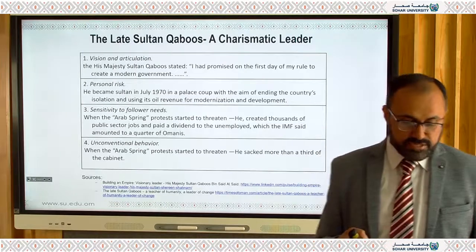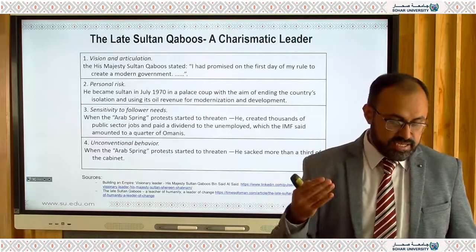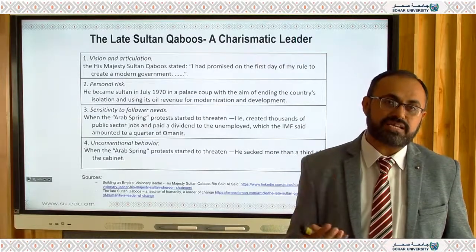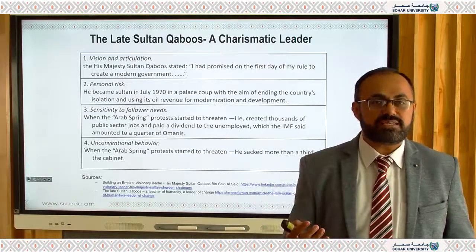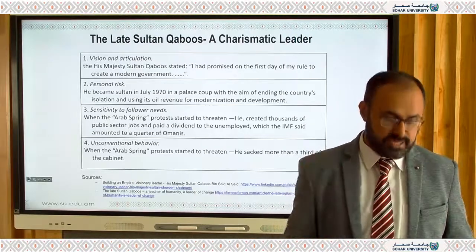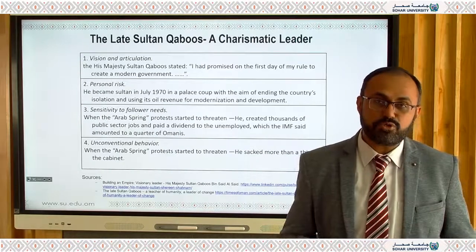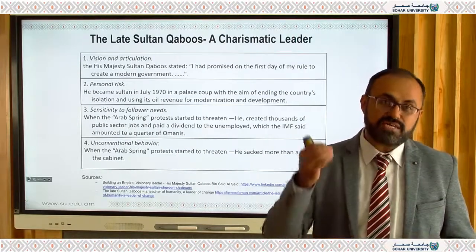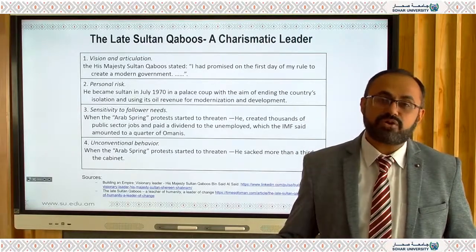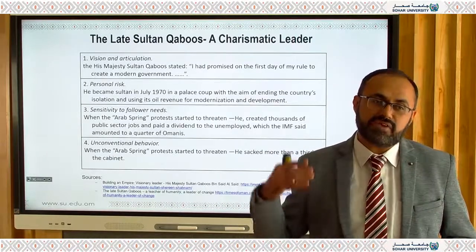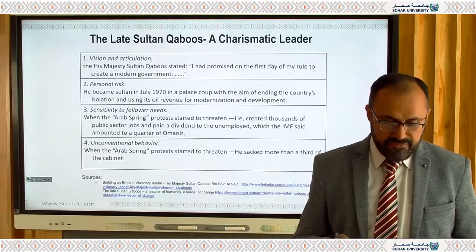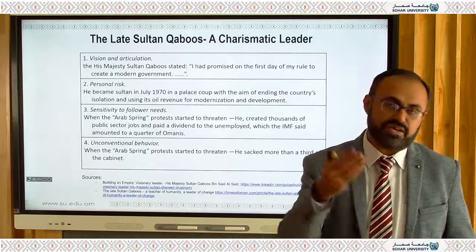Then personally, you see in 1970 with the palace coup and all those things, he took his personal risk to change the government in a way that the people and the society of Oman should be prosperous in this regard. Then the sensitivity to the followers. You see there was a protest during the Arab Spring, and he sacked one third of the parliament, and he awarded a lot of jobs to the people. And finally, unconventional behavior was one of those examples.